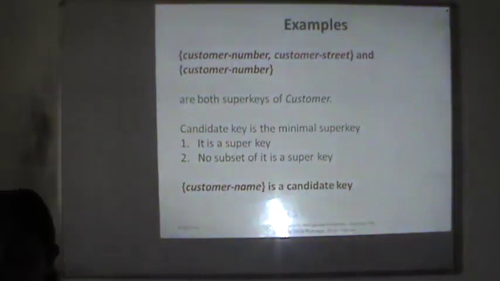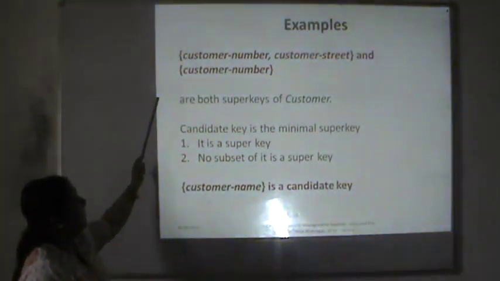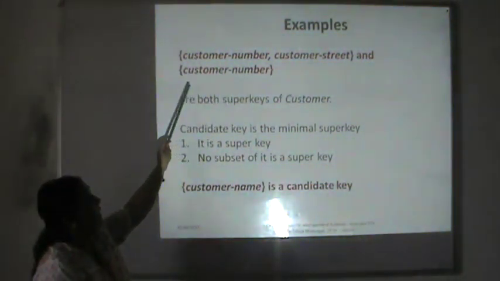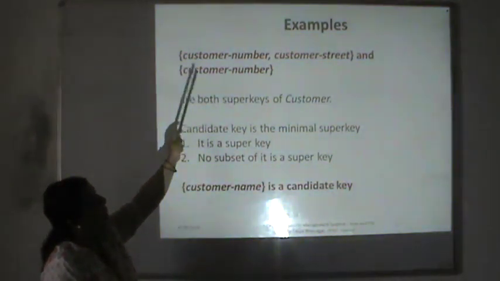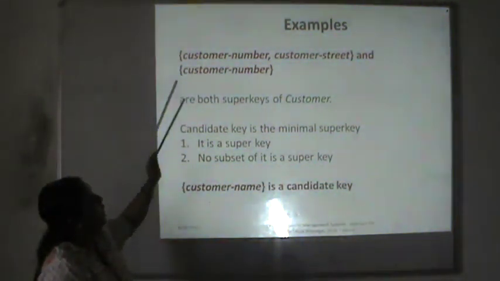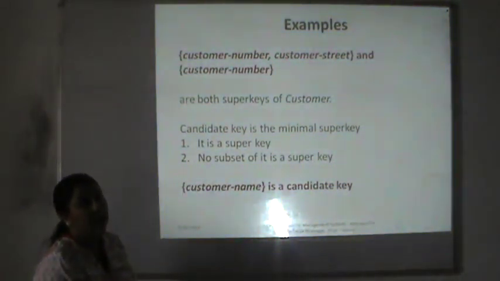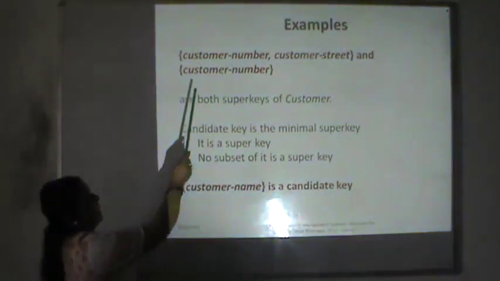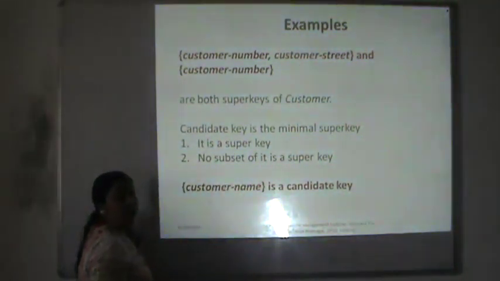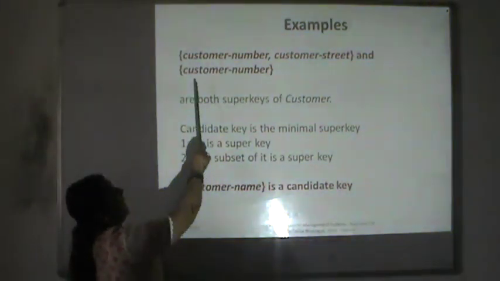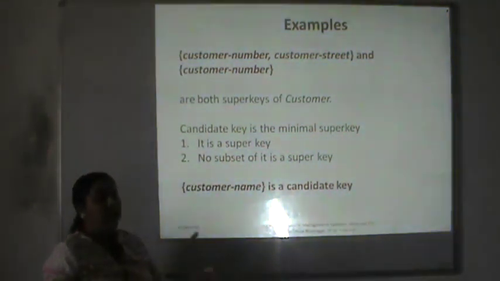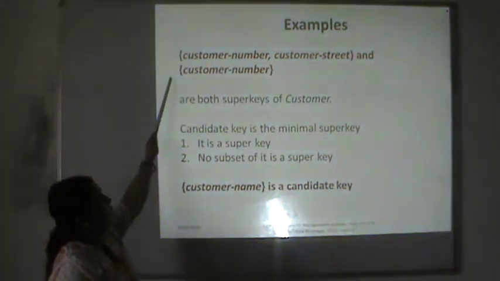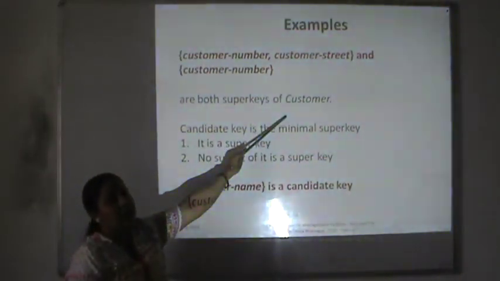Coming to the next part, let us take an example. Customer number and customer street form a super key. Also, customer number is another super key. So, in this relation, there are two super keys: one, the customer number and customer street combination; another, customer number. Both are super keys of the relation customer.